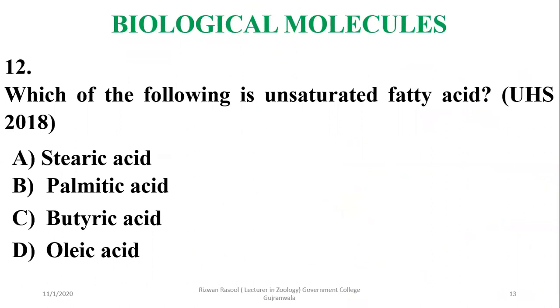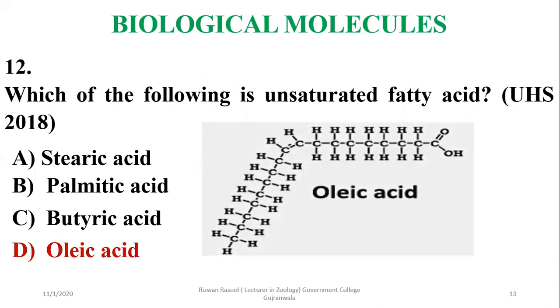Which of the following is an unsaturated fatty acid? Unsaturated fatty acids are those which have a carbon-carbon double bond, found in oleic acid at carbon number 9 and 10. That's why oleic acid is unsaturated, while stearic has 18 carbons, palmitic has 16, and butyric has 4. They are examples of saturated fatty acids.